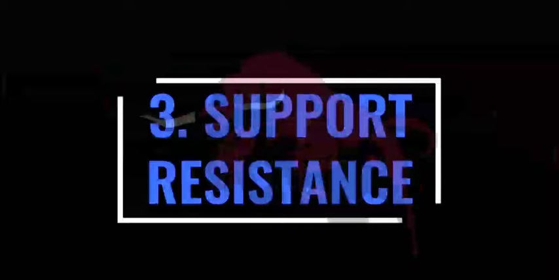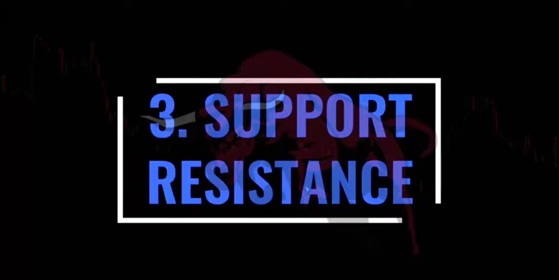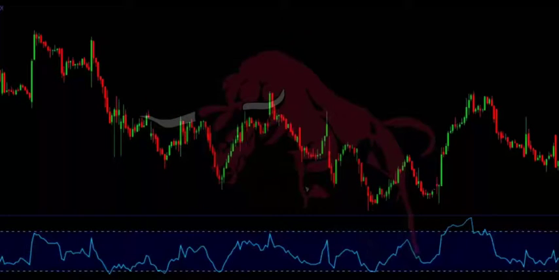The third way of trading the RSI is by using it with support and resistance. Our goal here is to look for strong areas of support or resistance that coincide with the RSI. Here is an example of the Facebook stock on a 30-minute chart.